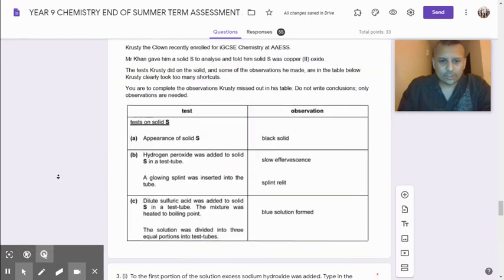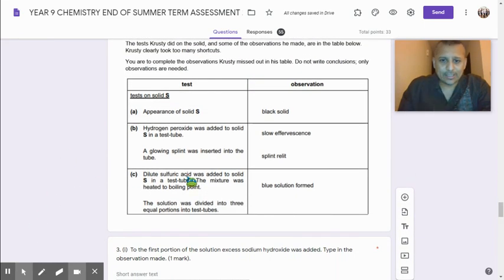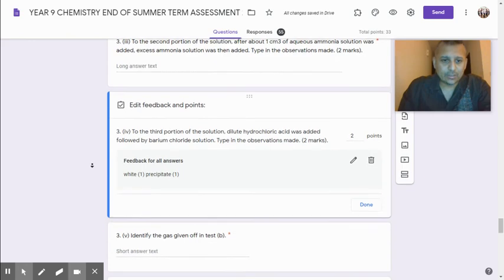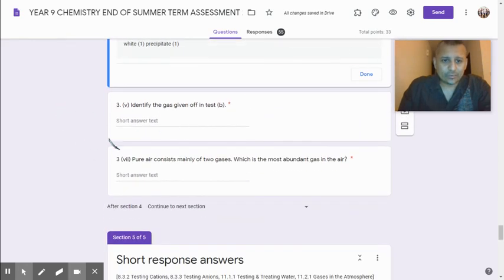If we go back to the question, we can see that a splint is relit when you have the hydrogen peroxide added to this copper oxide. That's a chemical test for oxygen. So the answer for the fifth part of the question was oxygen. And pure air consists mainly of two gases. Which is the most abundant gas in the air?